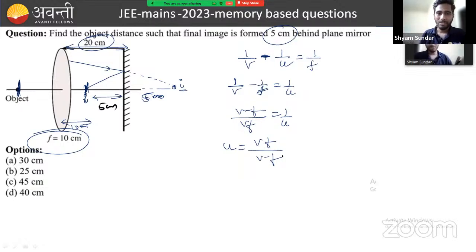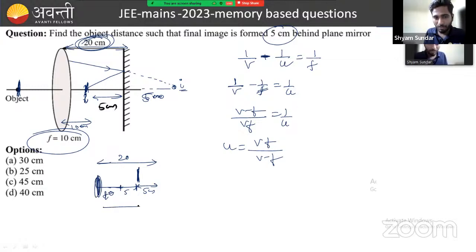Everything is cool. Final image is forming here. Look at this one. This is 20 centimeter. Image is forming at this point. This point means from the mirror it is 5 centimeter, and the focal length is 10 centimeter, and then the remaining distance will be here. It will become again 5. Means from the lens it is forming the image at a distance of 15 centimeter.